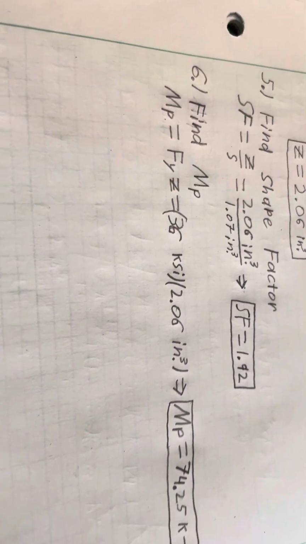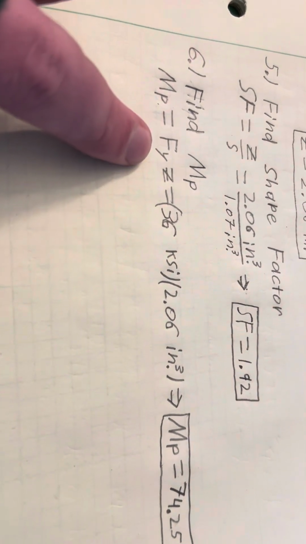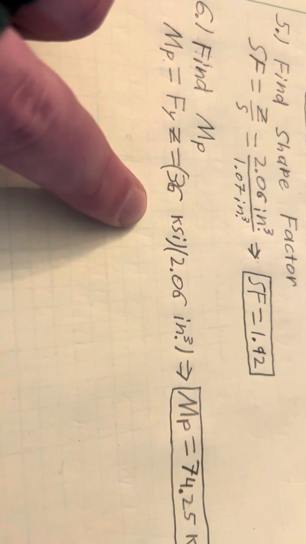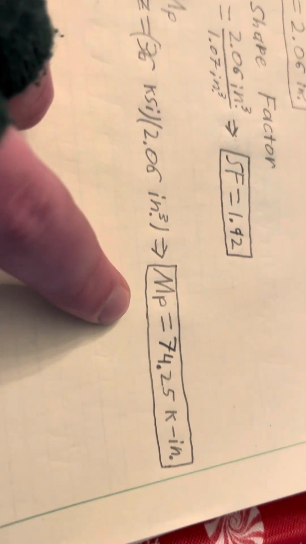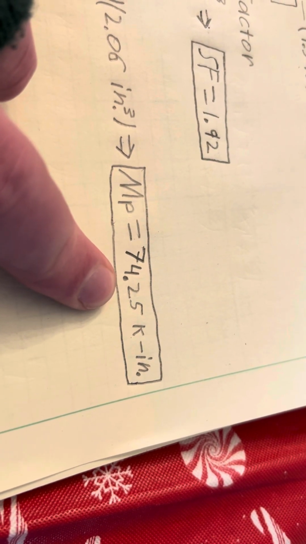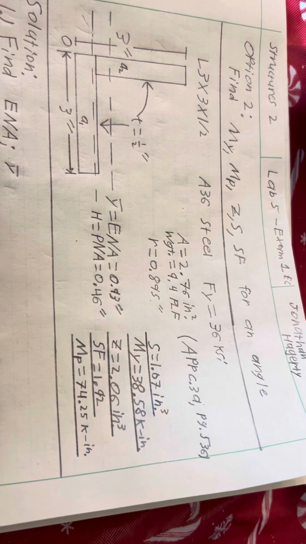And then finally, we're going to find our plastic moment. And so that, of course, equals the yield stress times the Z, or 36 ksi times 2.06 inches cubed. And that gives us 74.25 kip-inches. And here's my final diagram here.